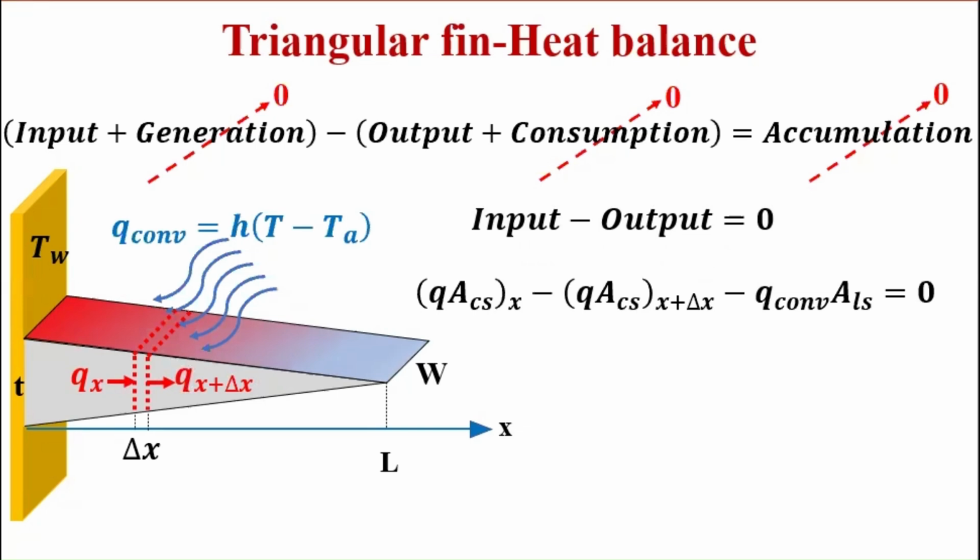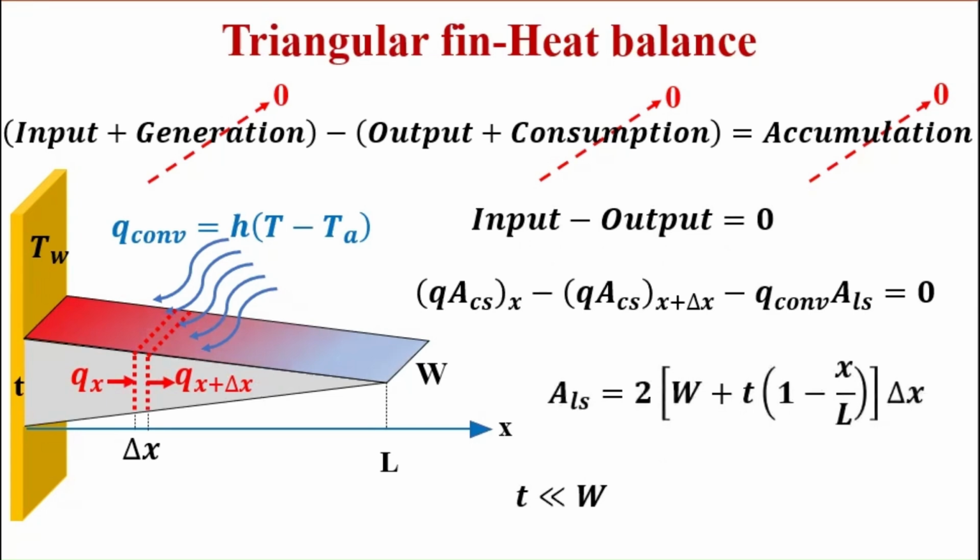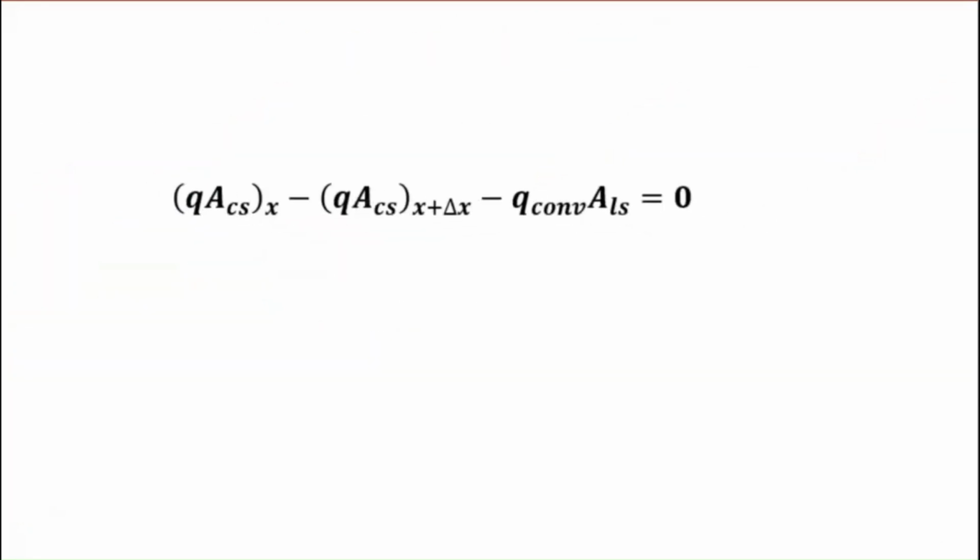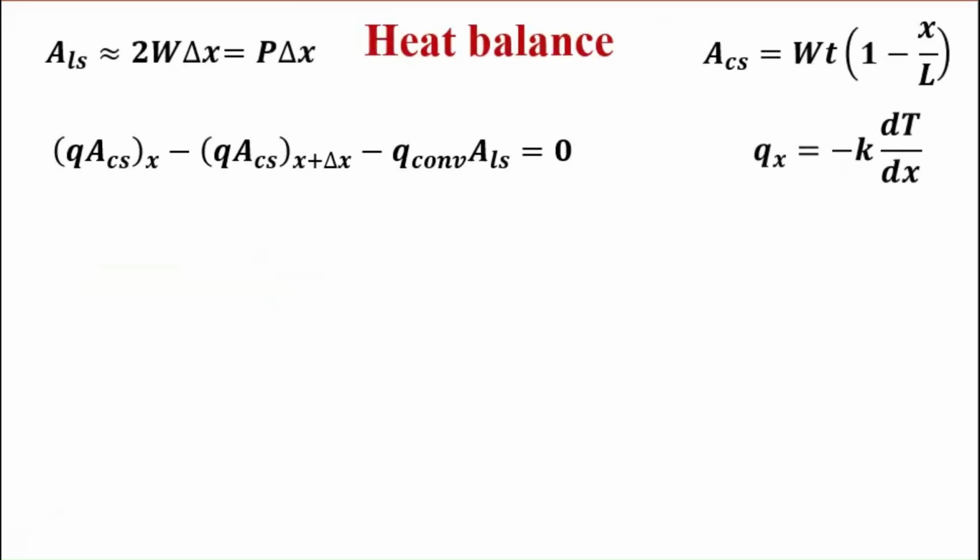Assuming that the fin thickness is negligible compared to its width, the lateral surface area of the control volume element can be approximated as the product of the fin perimeter, approximately twice the fin width, and the element length delta x. The assumption of negligible fin thickness results in a constant fin circumference along the fin.